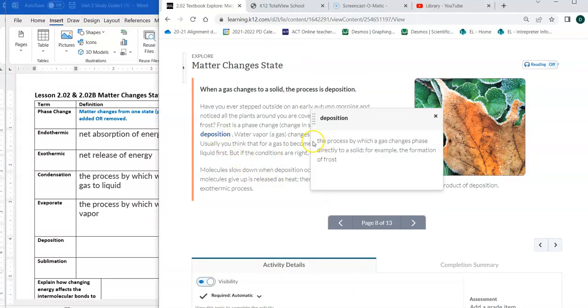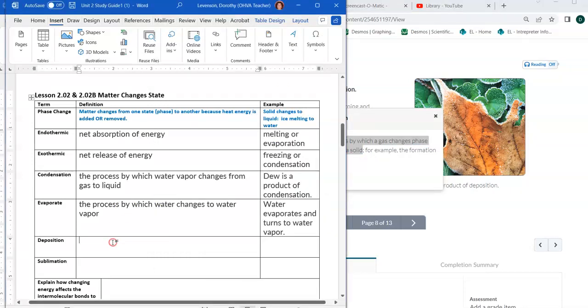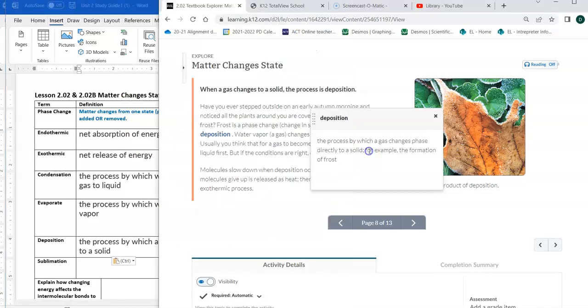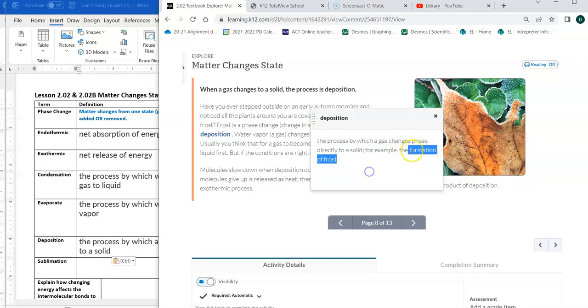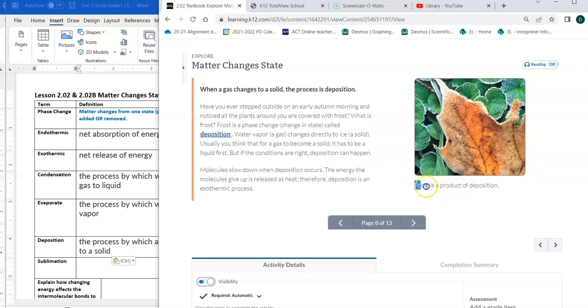Deposition is where a gas goes directly to a solid. A gas goes directly to a solid. And that is the definition. It loses energy so quickly that it totally skips that liquid phase. And then the example it gives you is frost. It's formation of frost, right?